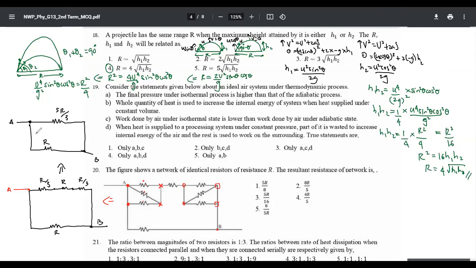When 5R by 3 and R are in parallel, how do you find the resultant, people? You can use this equation, 1 over R equivalent is equal to 1 over R plus 1 over 5R by 3. So when you simplify that, I think ultimately you will end up in what, multiplication or addition? So 8, 5R by 8. 5R by 8 is the answer. So that was for the 20th first. How many of you managed to get that?